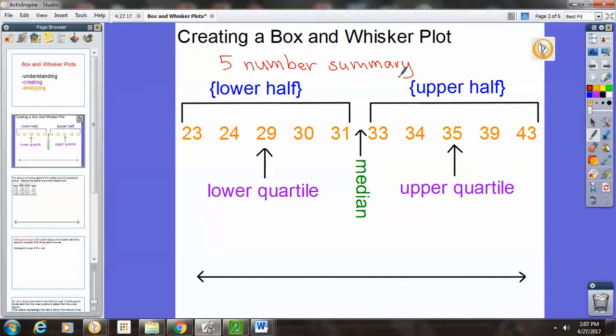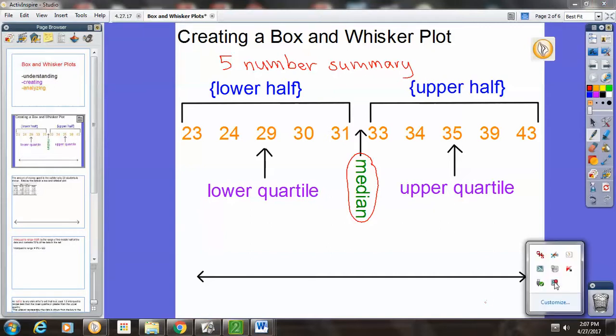So the very first thing that I want to find is the median. How do we find the median of a data set? We are going to line them up from least to greatest and then find the center number. So we know our median to be right there in the middle. What number would you consider our median to be? 32. It's not 31, it's not 33, right there in the middle, that would make it 32.